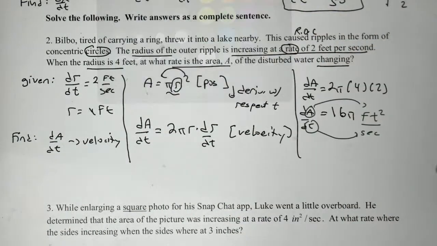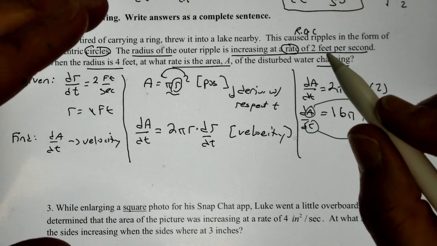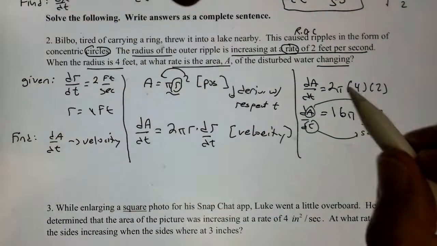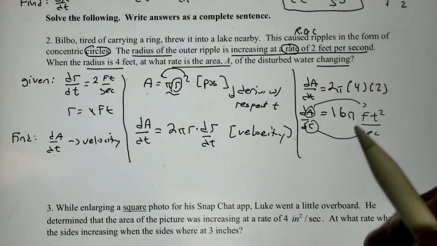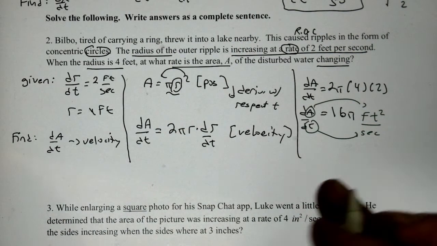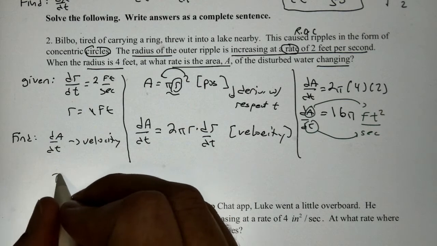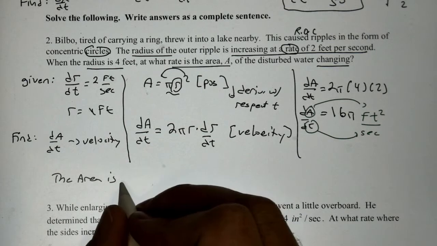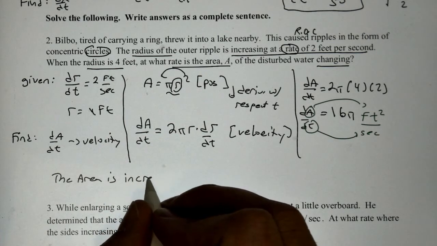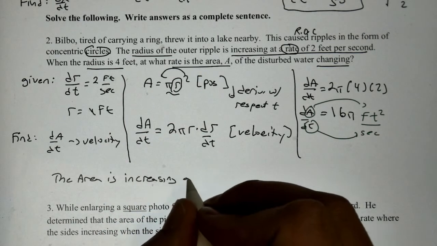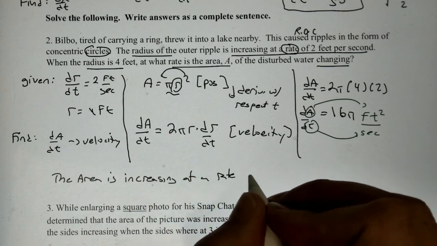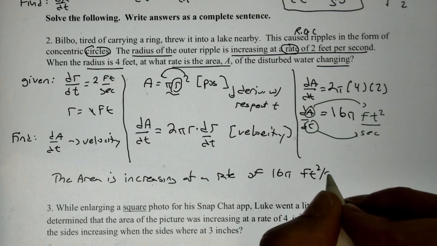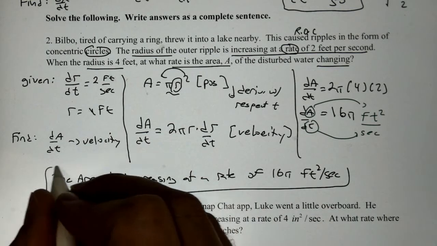And there's our answer. So what this is saying is as we drop the ring in here, the area is increasing at a rate of 16 pi feet squared per second. So we're going to write this as a sentence. The area of the circle is increasing, since it's positive, at a rate of 16 pi feet squared per second. And that's going to be our answer.